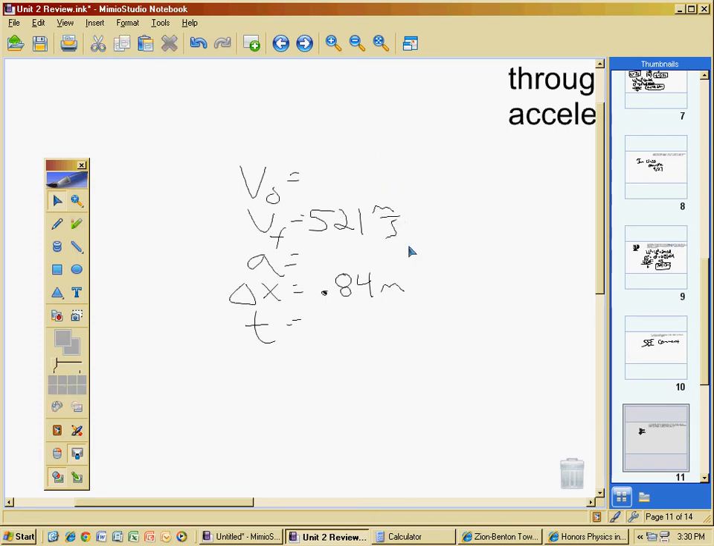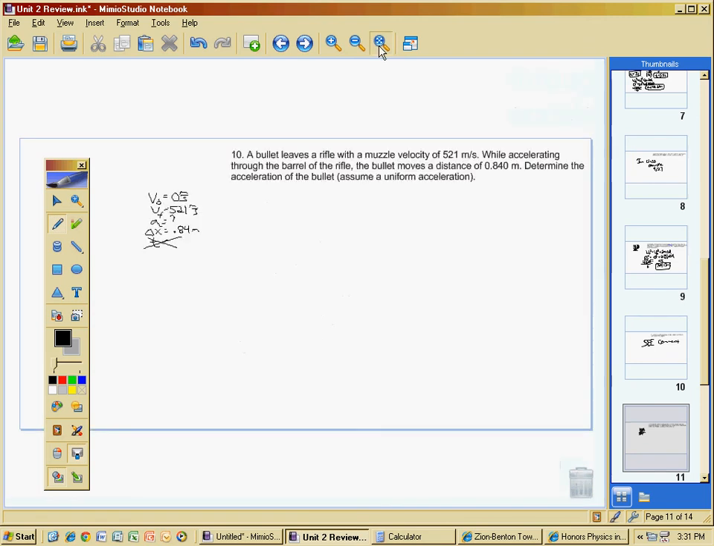All right. It leaves the barrel with 521 meters per second. The velocity of a bullet just sitting, waiting to be shot, is going to be 0. So this is another one of those problems where you have to visualize the problem. It asks us for acceleration. It does not give us time. It does not ask us for time. That is our junk variable for this problem. So we want the one equation that does not involve time, same as the two problems before.